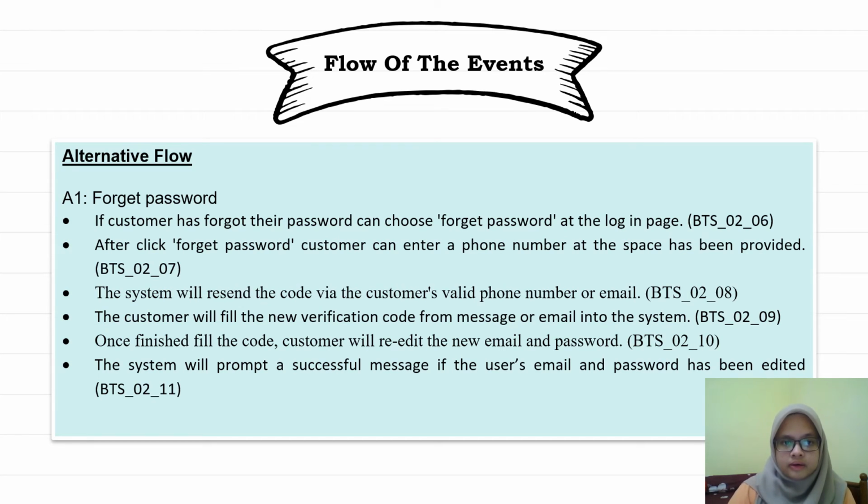Alternative flow. Forget password. If customer has forgot their password, they can choose forget password at the login page. After clicking forget password, customer can enter a phone number at the space that has been provided. The system will resend the code via the customer's valid phone number or email. The customer will fill the new verification code from the message or email into the system. Once finished filling the code, customer will re-edit the new email and password. The system will prompt a successful message if the user's email and password have been edited.